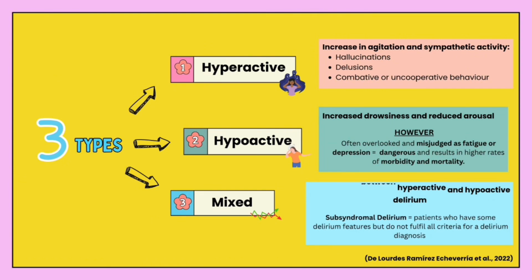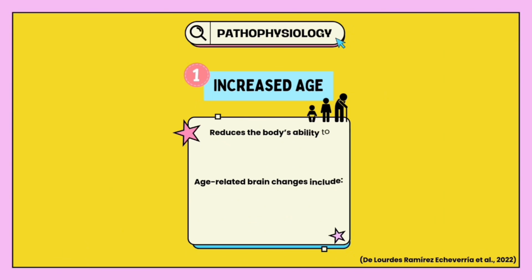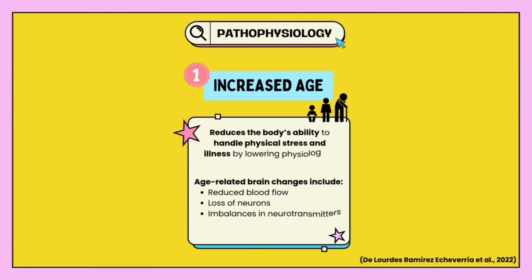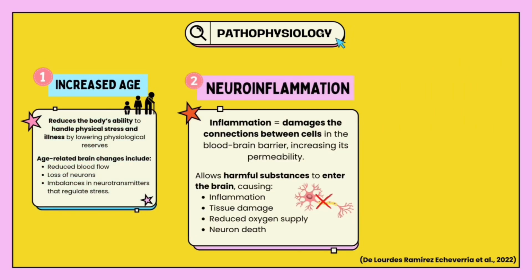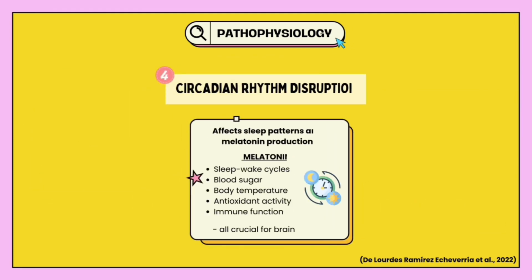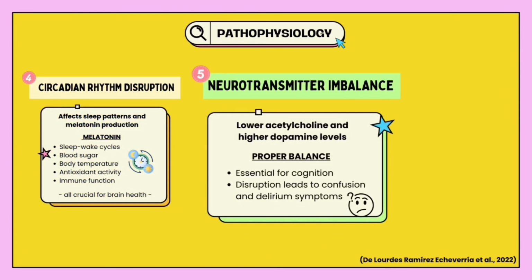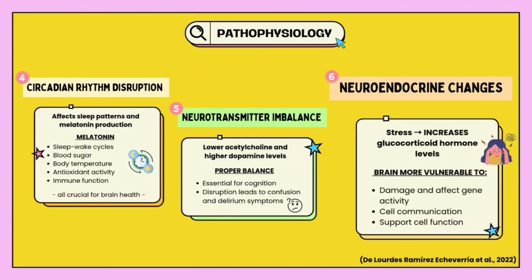You must wonder, what is the pathophysiology, right? So the pathophysiology of delirium is increase in age, which will reduce the body's ability to handle physical stress and illness. Neuroinflammation, which occurs at the blood-brain barrier, will damage the connections between cells. Reactive oxygen species can cause cellular damage, especially in the brain. Next is circadian rhythm disruption that will affect sleep pattern and melatonin production. Neurotransmitter imbalance will lead to confusion and delirium. And lastly, neuroendocrine changes occur when stress increases glucocorticoid hormone level.